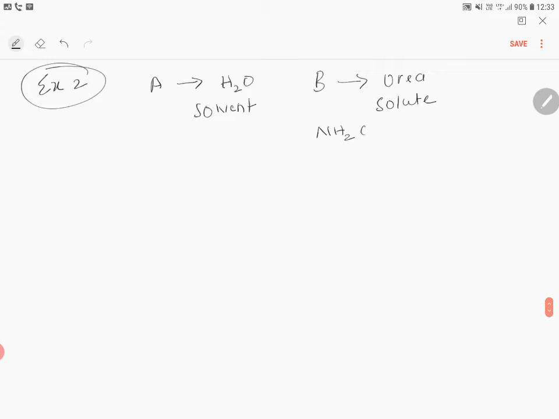Example number 2. So here A is water, solvent. B is urea, solute. All of you know the formula of urea, NH2CONH2. It is required to calculate the molar mass of solute. So given mass of solute is 50 grams urea. Solvent given mass is 850 grams.